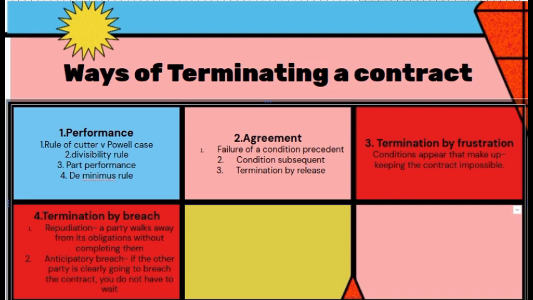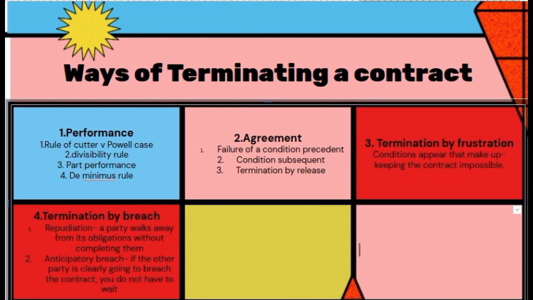So if something does not happen before the contractual behavioral activities take place, then that is known as condition precedent. So we also have termination by release, where parties can agree to end their contract.